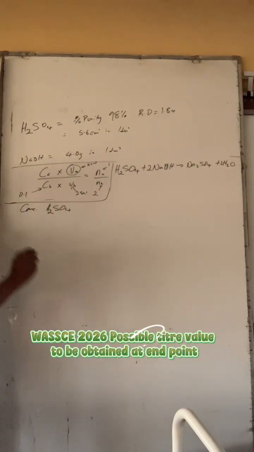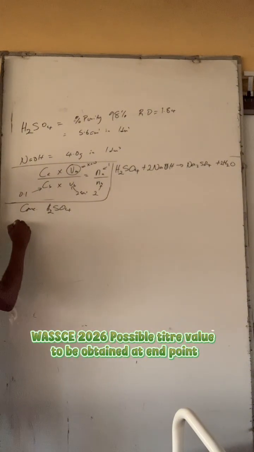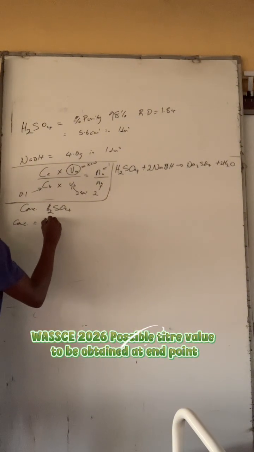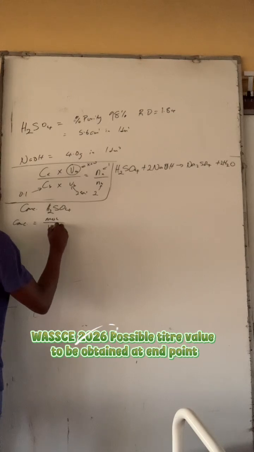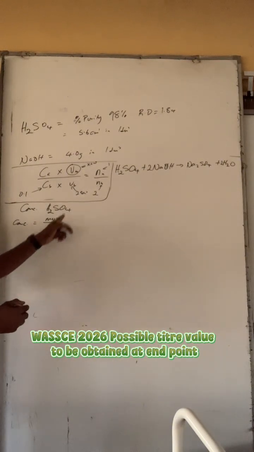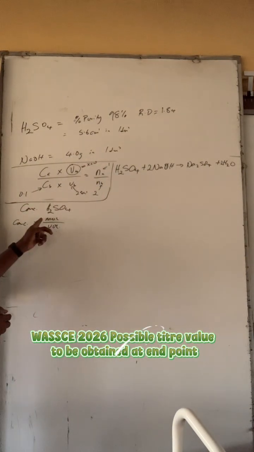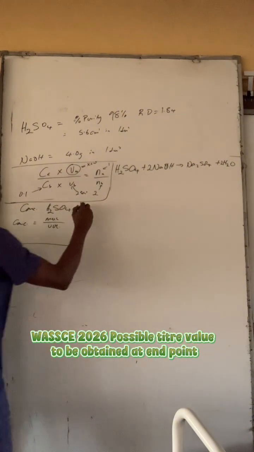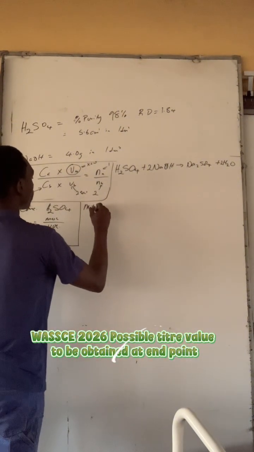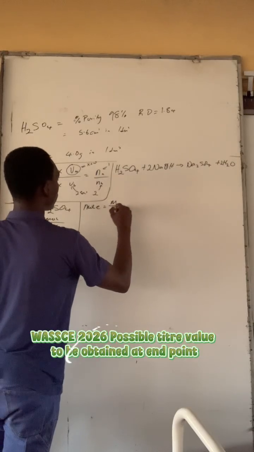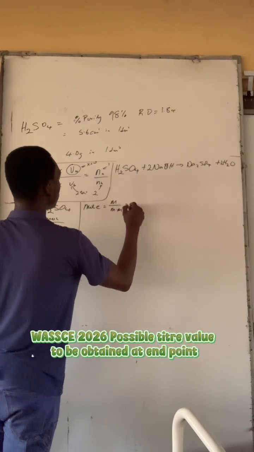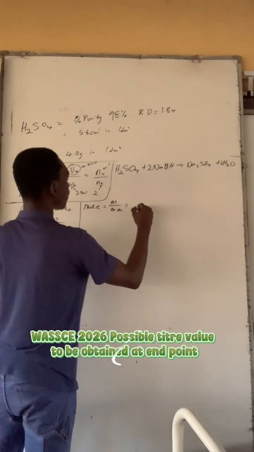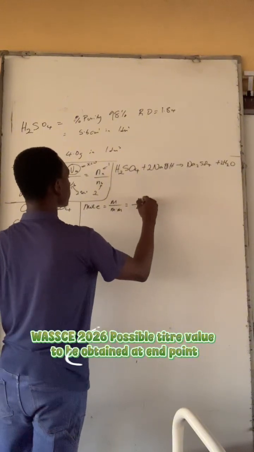Now, the main point: let's quickly calculate the concentration of H2SO4. We know that concentration is equal to mole all over volume. We know the volume to be 1 dm cube. Now, how do we calculate the mole? Very simple. The mole is equal to mass all over molar mass. We know the molar mass of H2SO4 is 98, but we don't know the mass.